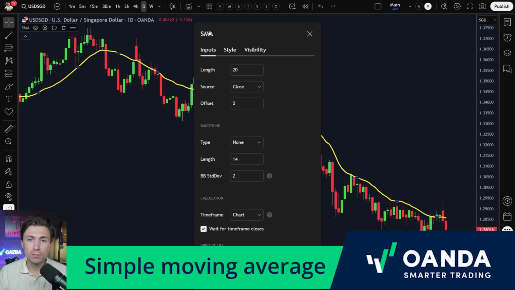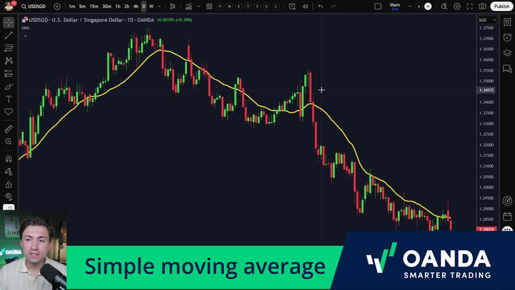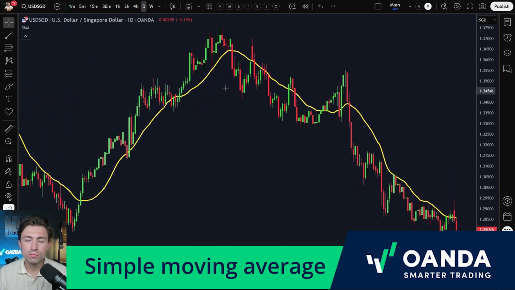Now this is a simple moving average as opposed to an exponential moving average or a weighted moving average. Those are also things that perhaps we'll do future videos on. But if we just click OK here, what you can see now is that we have this yellow smooth line going across our screen.